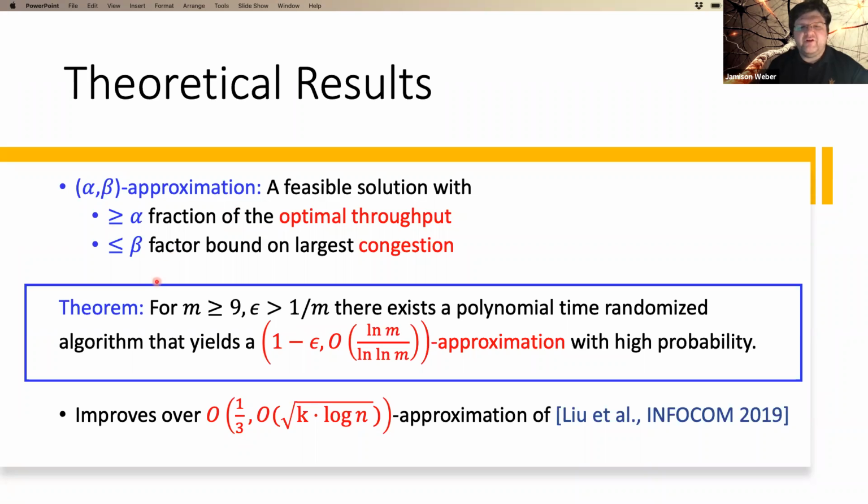Our main theoretical contribution is given by this theorem, which demonstrates the existence of an efficient randomized algorithm that produces a 1 minus epsilon, O(log m over log log m) approximation with high probability. This improves over the state-of-the-art offered by Liu et al.